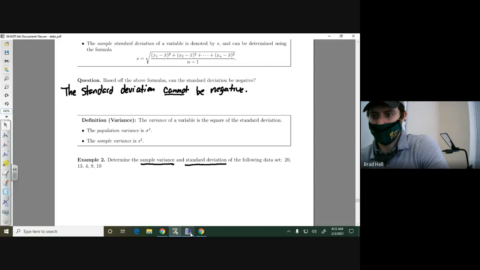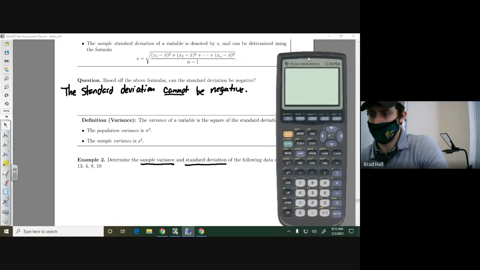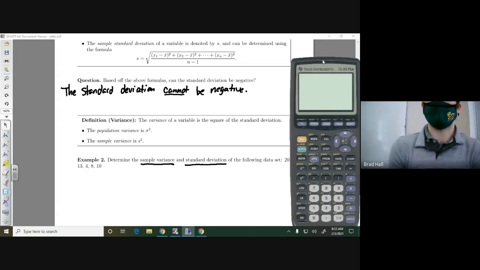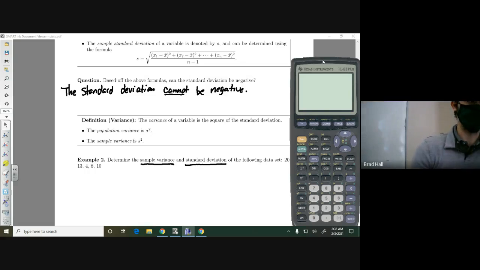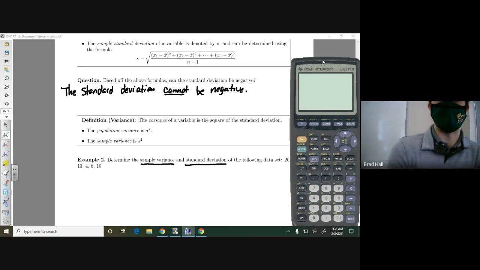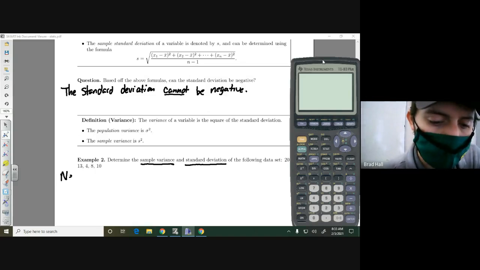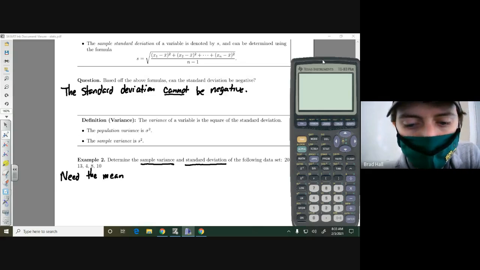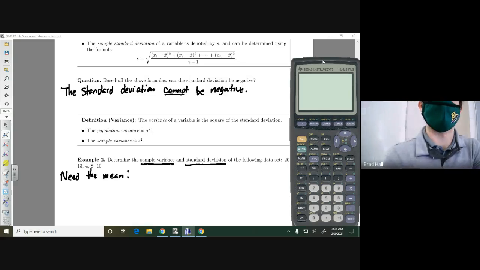we do have a data set, and I'm going to open up the calculator to figure out the mean. We need to know the mean first. We're going to compute this by hand at first. But we can figure out the mean using the calculator, or you can figure it out by hand. It doesn't matter. We need the mean.